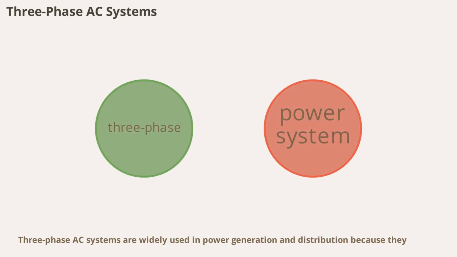Three-phase AC systems are widely used in power generation and distribution because they provide a constant flow of energy and are more efficient than single-phase systems.